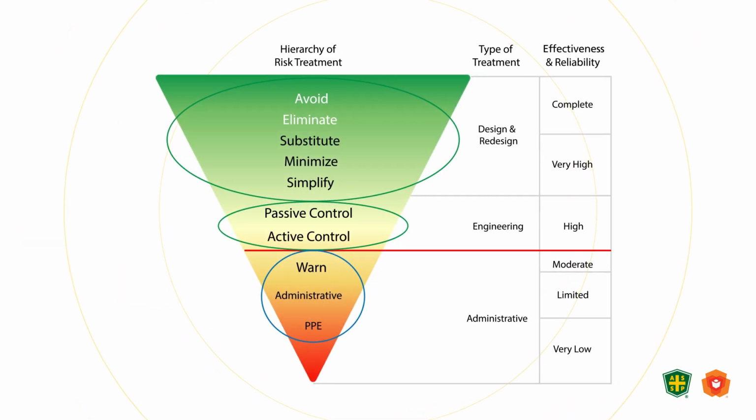Hazard controls are ranked according to their effectiveness and follow a well-established hierarchy shown here. As you can see, elimination is the most effective control, while personal protective equipment, or PPE, is the least effective.